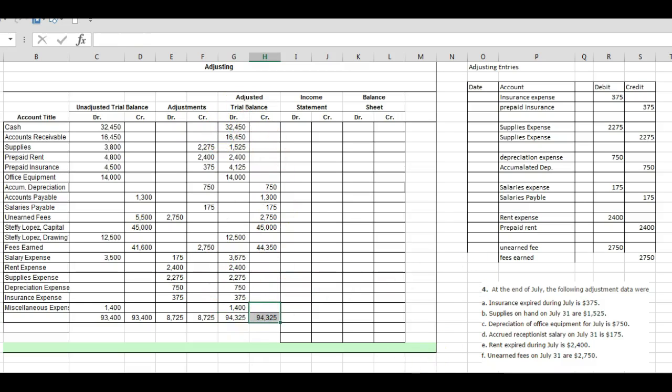Isn't that cool? We're balanced. I'm balanced here, here, here, and here. Now we're ready to pull off the income statements. And the income statement starts right here. So I've got to pull that over to credit. So it's 44,350. And these become my expenses, correct?